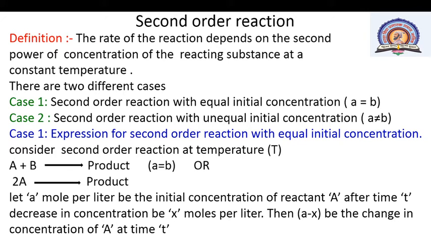Consider the second order reaction 2A gives the product. Let small a moles per liter be the initial concentration of reactant A. After time t, the decrease in concentration is x moles per liter. Then a minus x is the concentration of reactant A at time t.